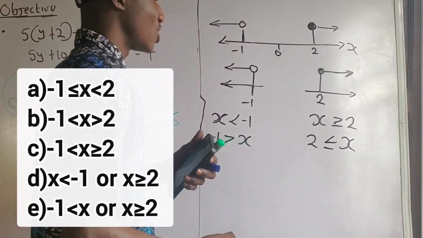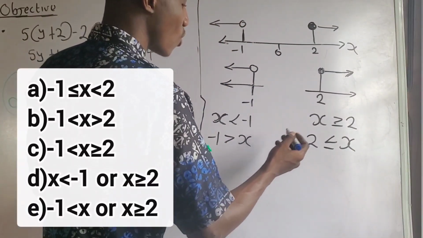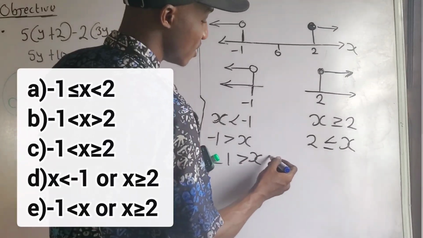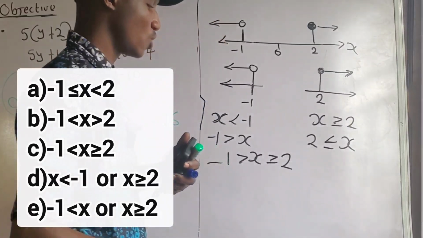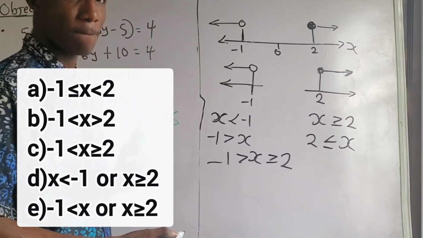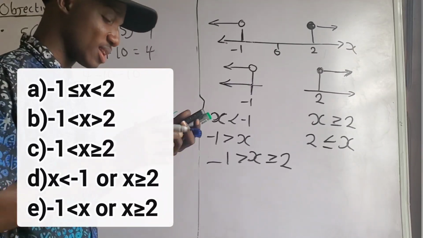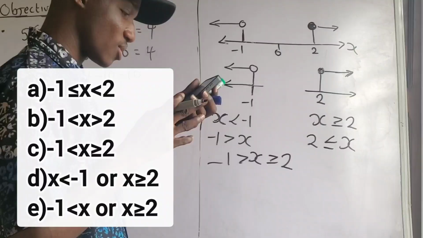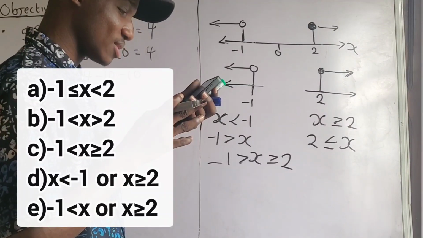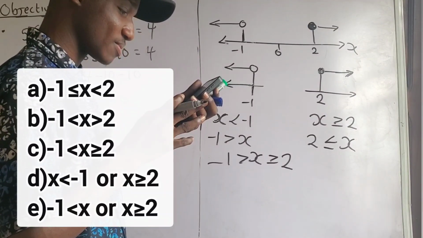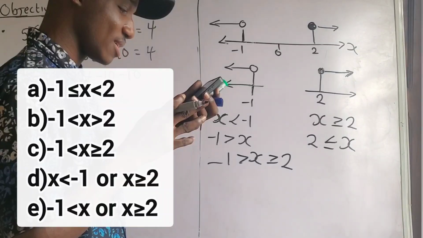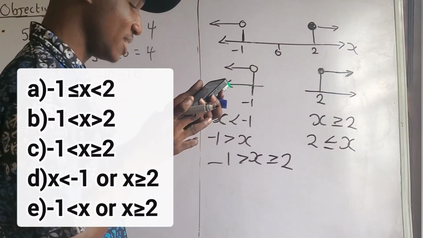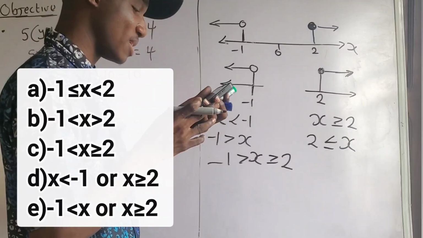Are you getting it? So if you want to combine this inequality, you're going to have minus 1 is greater than x, x is greater than or equals to 2. Do you understand? Okay, now let us look at the correct option. The correct option to that question is option D, because that one explains it.